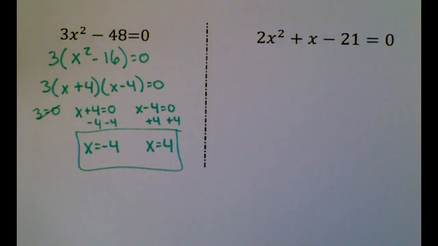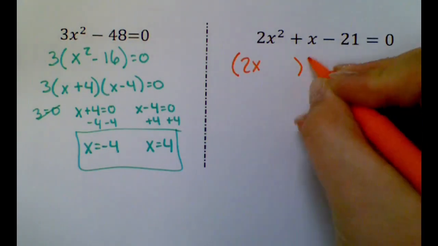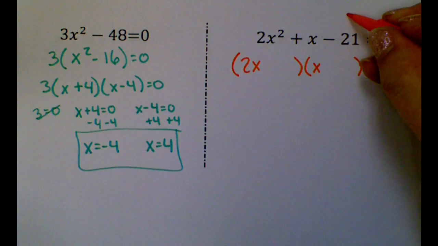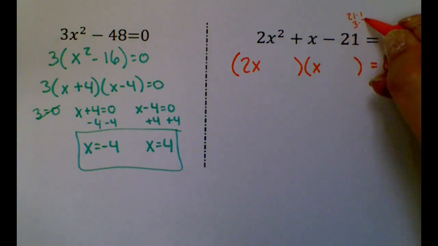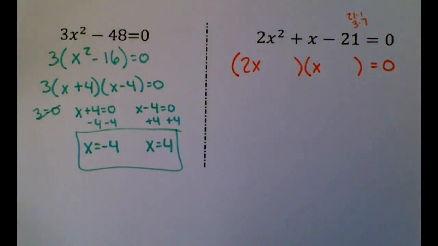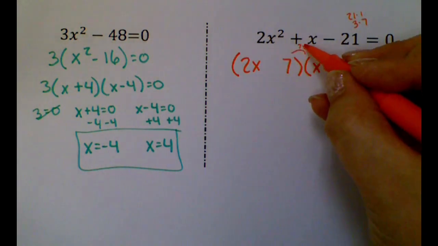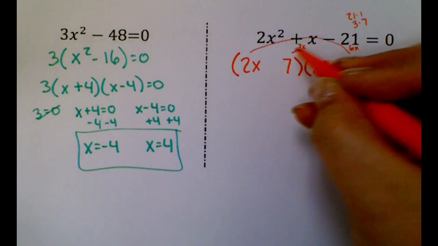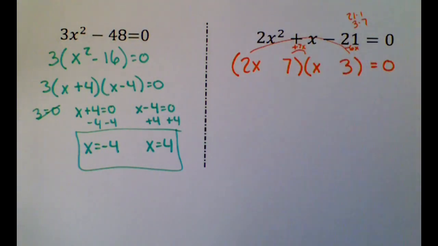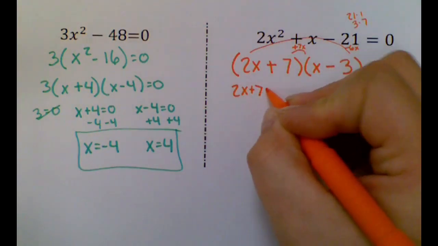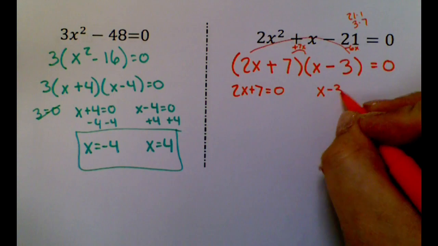That doesn't quite always work out, though, because if I factor this one, the only way to break apart 2x squared is 2x and x. For 21, I can use 21 and 1, or 3 and 7. I think it'll be 3 and 7 to make a 7x, and this will be a 6x. I want positive 7x minus 6x, so a plus on my 7, minus on my 3. Now we set each factor equal to 0. I set 2x plus 7 equal to 0, and x minus 3 equal to 0.